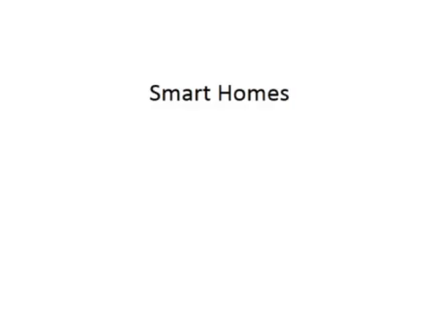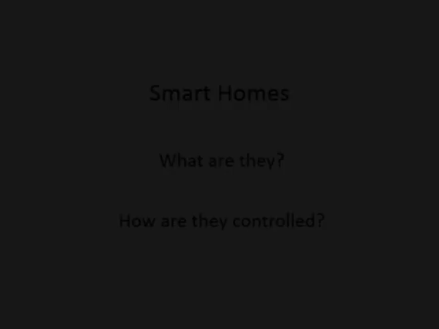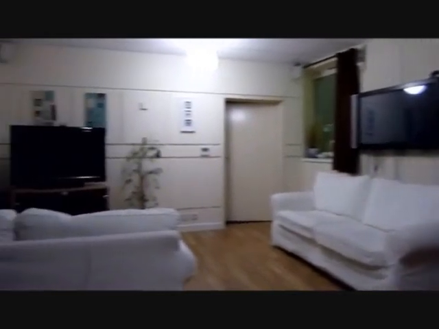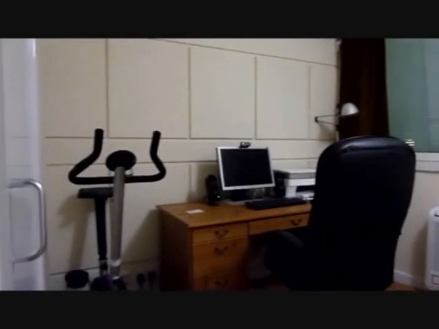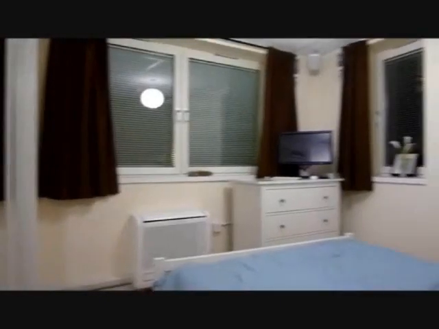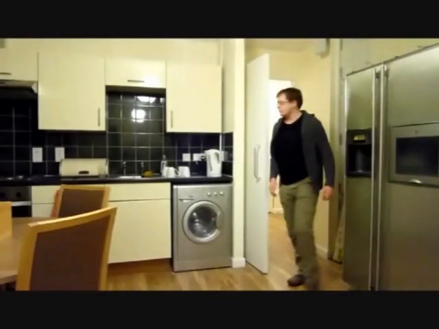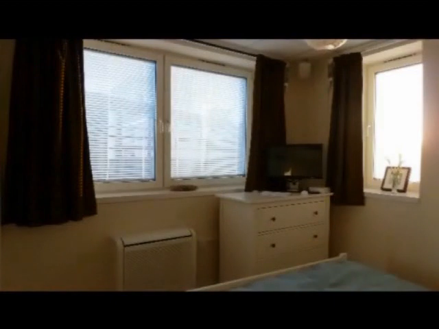In this video we're going to be looking at smart homes. What are they and how are they controlled? Here you can see the iSpace, a fully functional smart home developed at the University of Essex. It allows traditional home appliances such as heating, lighting and televisions to be controlled by any computer device, including a mobile phone. This allows for automation to be created, like turning the lights on when someone enters the room, or closing the curtains when it gets dark outside.